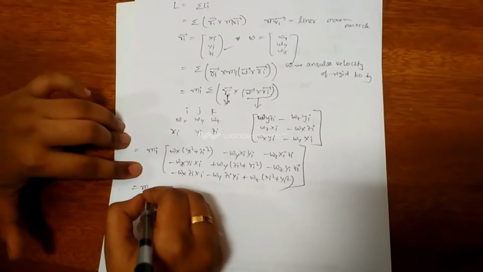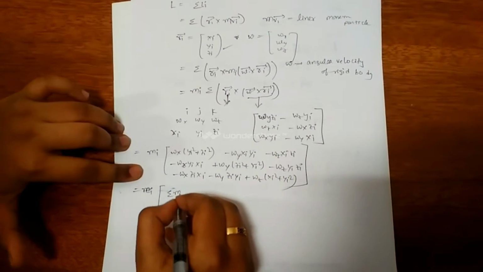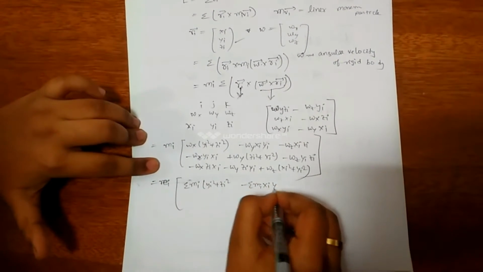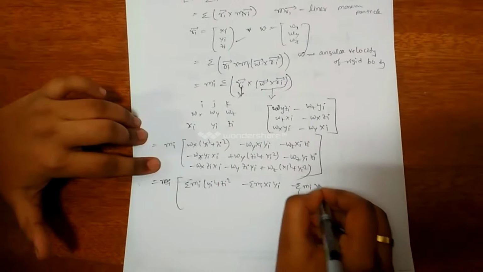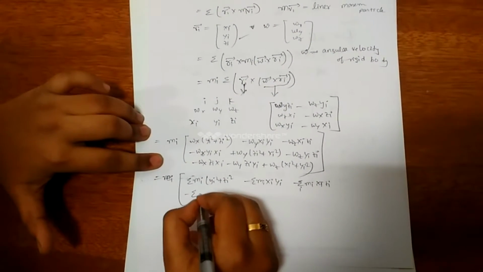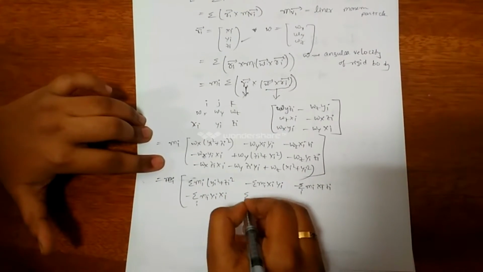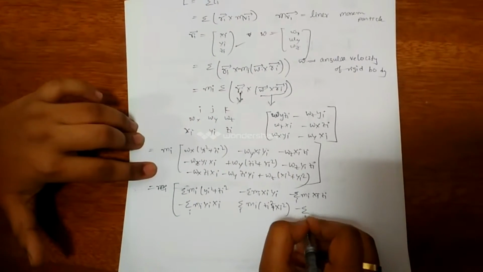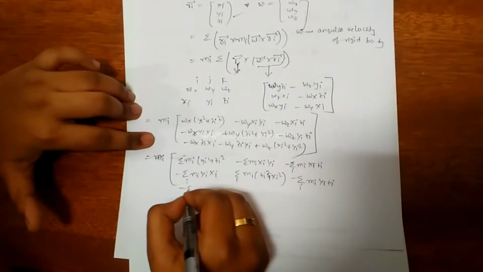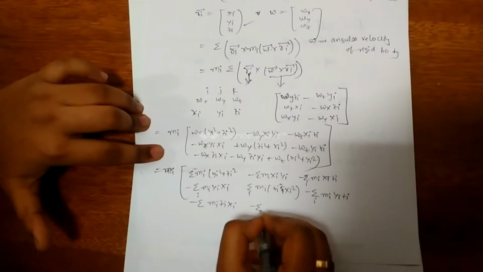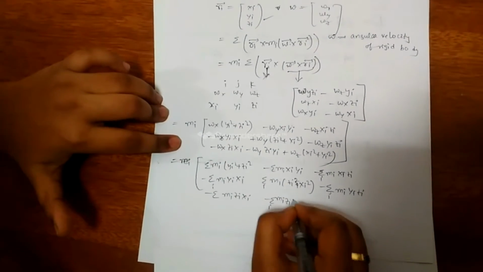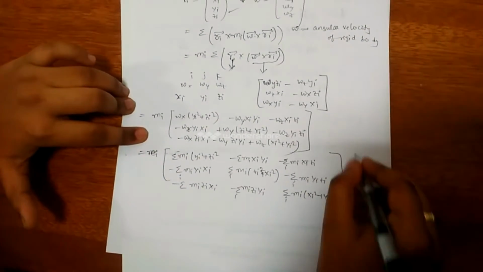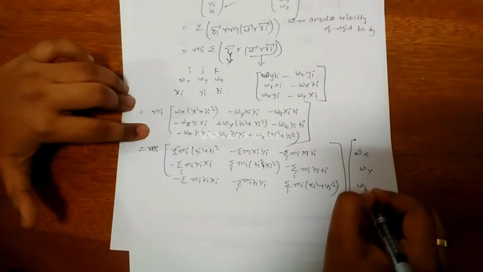This is the final matrix. This can also be written as sigma mi into (yi square plus zi square), minus sigma mi xi yi, minus sigma mi xi zi; minus sigma mi yi xi, sigma mi (zi square plus xi square), minus sigma mi yi zi; minus sigma mi zi xi, minus sigma mi zi yi, sigma mi (xi square plus yi square), into the omega matrix, that is omega x, omega y and omega z.